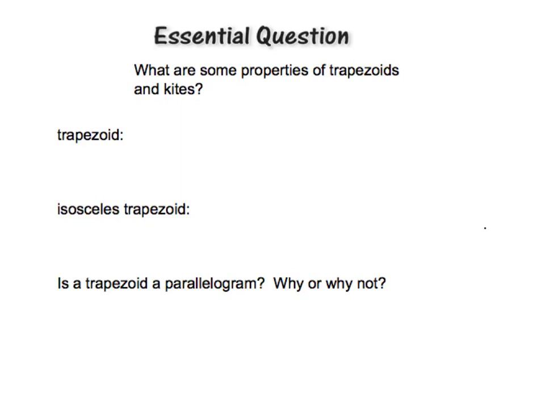Okay, in this video we're going to review a little bit of chapter 7.5 about trapezoids, which we did previously, and we're going to look at kites. So just a quick review of what a trapezoid is.